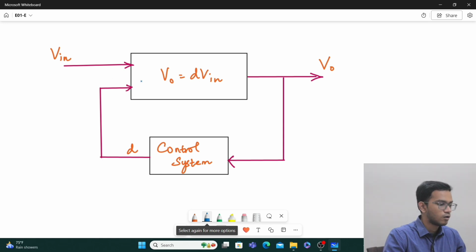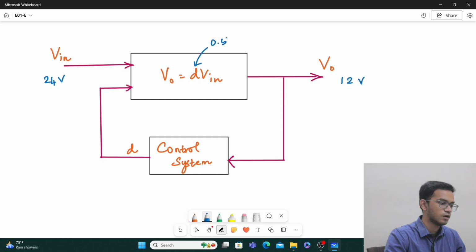When you talk about a buck converter or a synchronous buck converter on a system level, this is how the input and output are related. We have a duty ratio here, which is multiplied by this input voltage to give you the output voltage. Now assume that I have a specification such that I want to convert 24 volt into 12 volt. So the duty ratio here would obviously be 0.5. It will be my nominal duty ratio under ideal conditions.